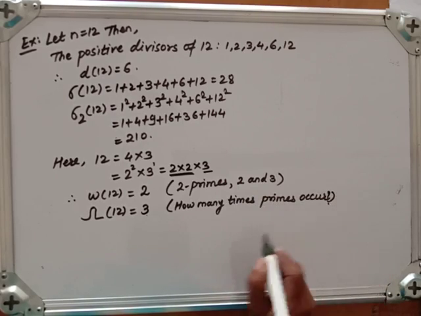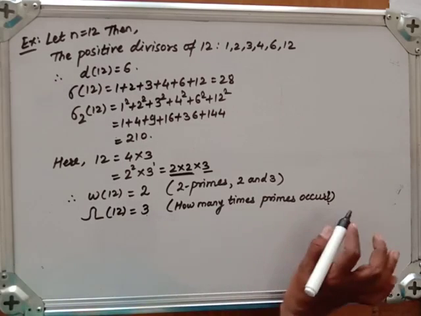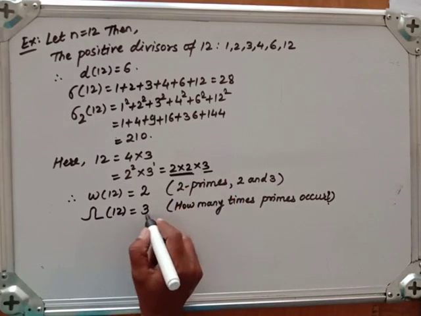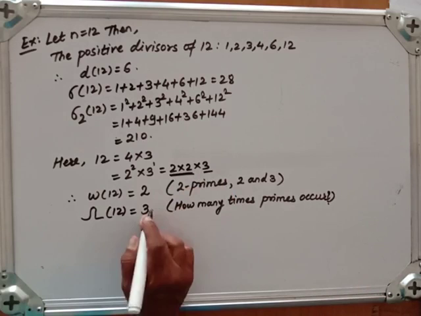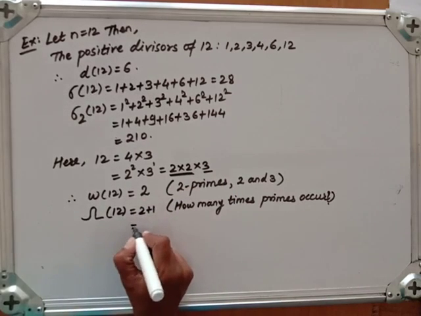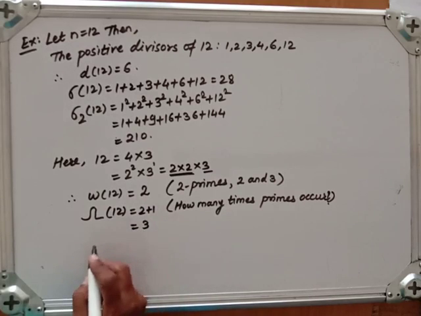This is for your understanding, I had written it, not necessary to write. Now here 2 occurs twice, 3 occurs once, and we have to take the sum of them. 2 plus 1 will be what? 3. Now the other one, what is 5?